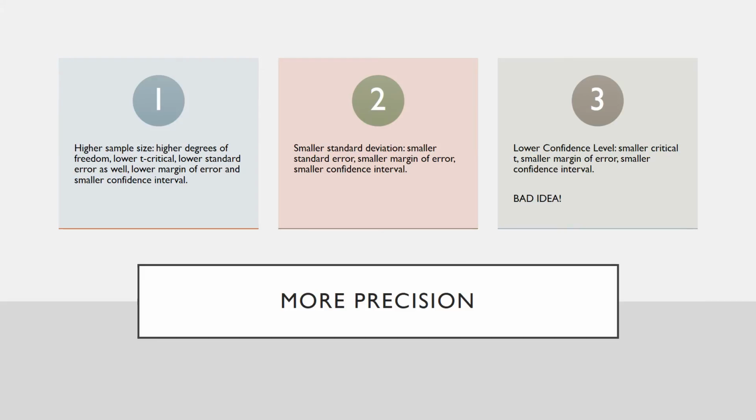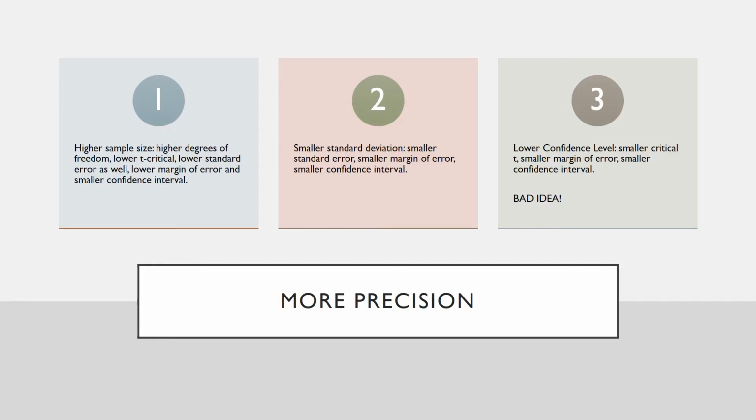Okay? So on this slide, we're going to talk about how to get more precision. Remember, precision means you have a smaller confidence interval. Generally, more precision is good unless you have a low confidence level. There are 3 ways to get more precision, and the last way is bad because you're affecting the confidence level. So first, you can have a higher sample size. That means you have higher degrees of freedom, which means the t critical is lower, and that means you have a lower margin of error and thus a smaller confidence interval.